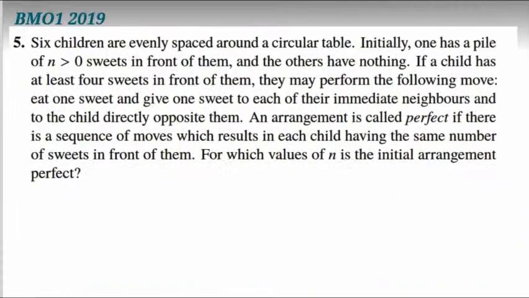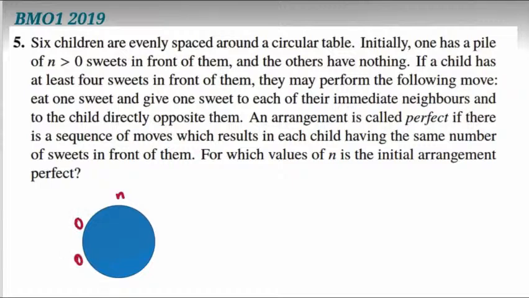Now, let's solve BMO 1 2019. It says we have 6 children evenly spaced around a circular table. Initially, one has a pile of n sweets in front of them and the others have nothing. Okay, let's draw this circle. It says one has a pile of n sweets in front of them and the others have nothing, and there are 6 children.